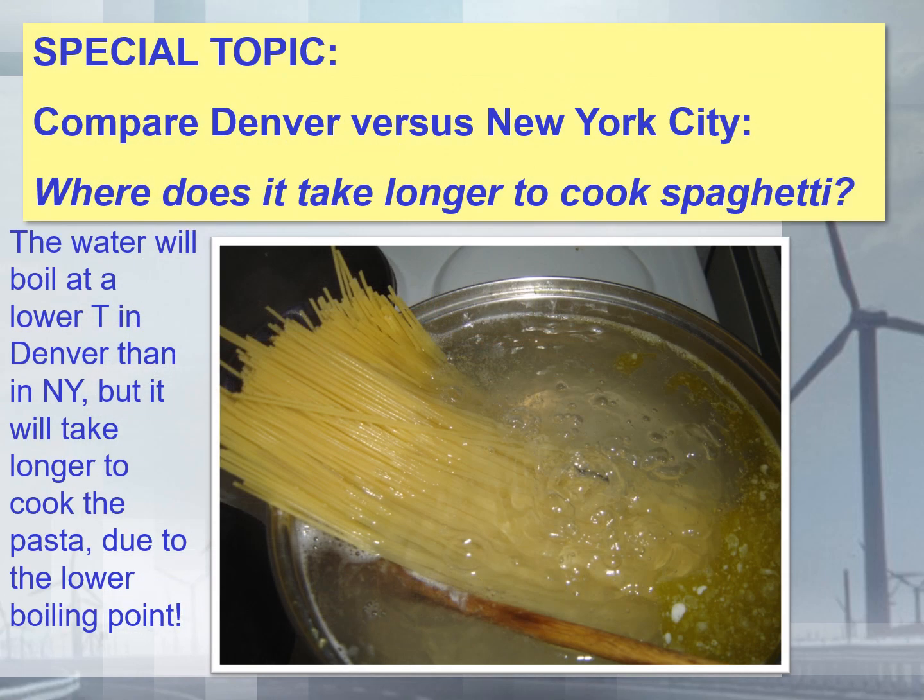Oh, okay, good. They do have a little something about spaghetti in Denver versus New York City. So which of those cities is known for Italian food? Well, pretty sure that's New York. And now I really want New York pizza. Anyway, so where does it take longer to cook spaghetti? So in Denver, the Mile High City, the water will boil at a lower temperature than in New York. So it'll boil at less than 212 degrees, but it will take longer to cook the pasta due to that lower boiling point. How much longer? I don't know, a minute or two.